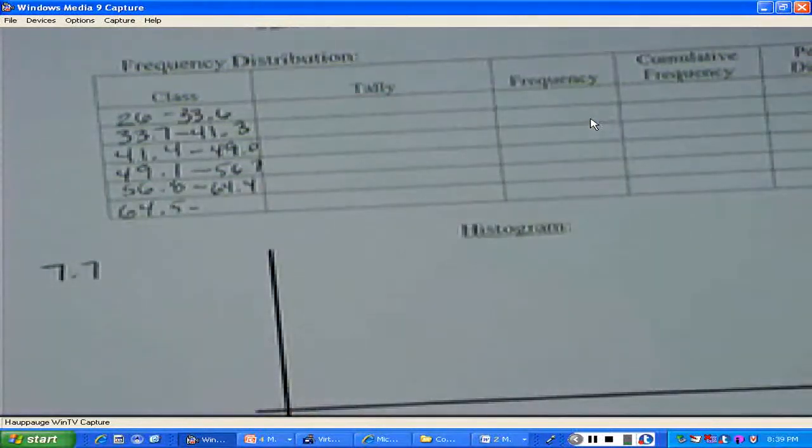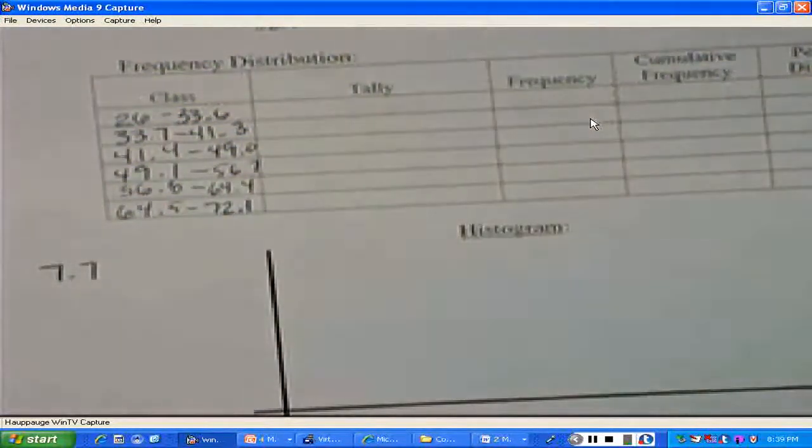64.5 minus, no, plus 7.7. No. You just act like you've been doing, right? That's correct. 72.1. Oh, duh. What did I add there? 7.7. That's right. If you take 33.6 plus 7.7, you get 41.3. If you add 41.3 plus 7.7, you get 49. So all you're doing is adding the class width. It's just a different way of doing it.